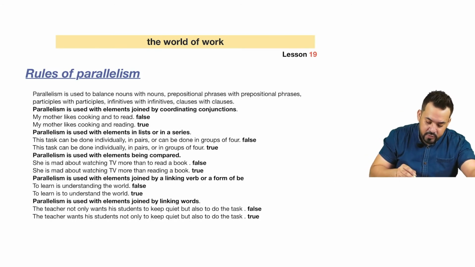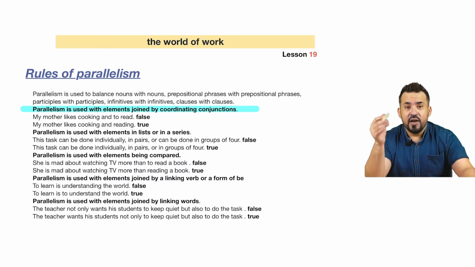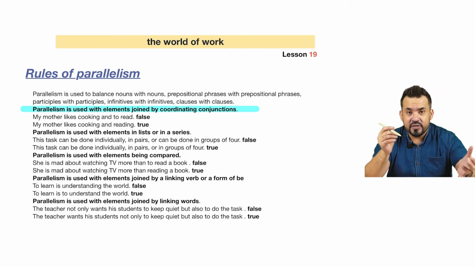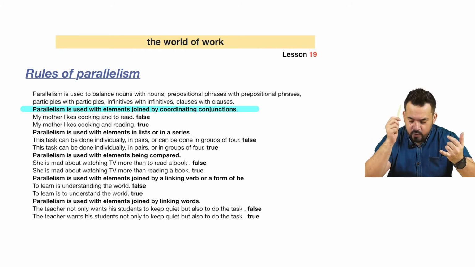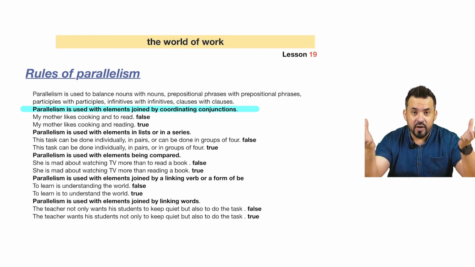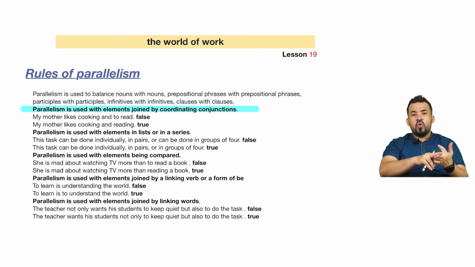All right, let's talk about rules of parallelism. The first rule of parallelism is that parallelism is used with elements joined by coordinating conjunctions. Now remember what coordinating conjunctions are. We talked about them in the previous class. We said coordinating conjunctions are conjunctions that are used to connect or join two sentences into one longer sentence, like and, so, but, because.